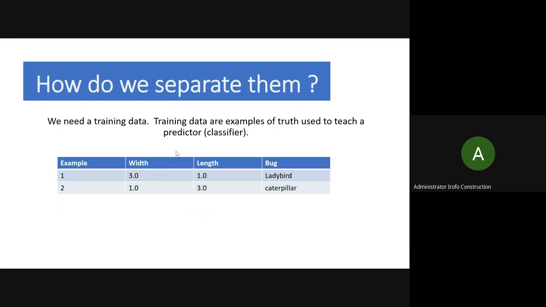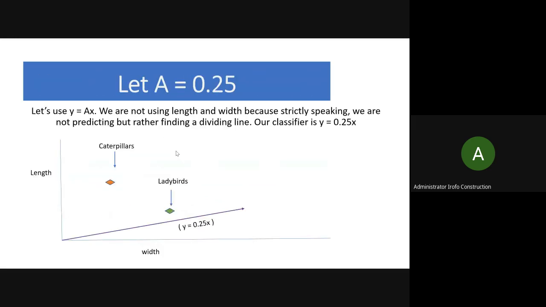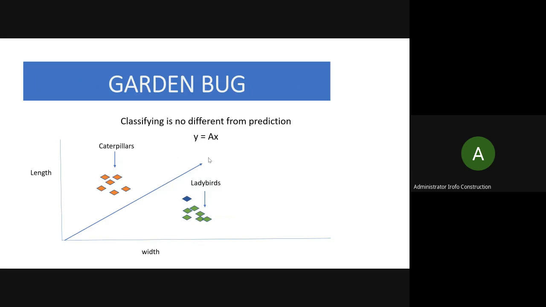Before you continue, I just want to give you an idea. Imagine we give you something like this and you want to classify the two. What do you think you can do to be able to classify these garden bugs? Any idea?